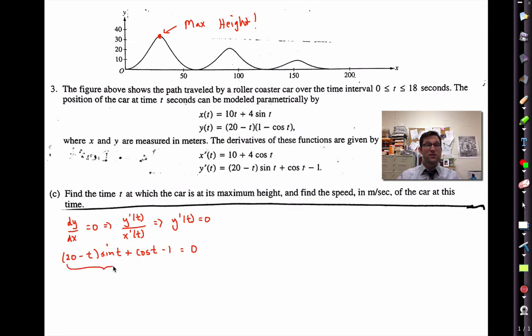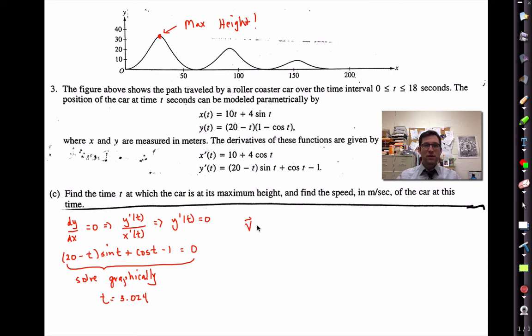I'm going to solve graphically again. Go back to my function mode, plug that in, use the zero command, and what we find is that that will occur for the first time at 3.024. Actually, it occurs for the first time at t equals 0, but besides that, it occurs at 3.024. Great. We need to find the speed of the car. Well, we know speed is the absolute value of the velocity vector, or the length of the velocity vector.